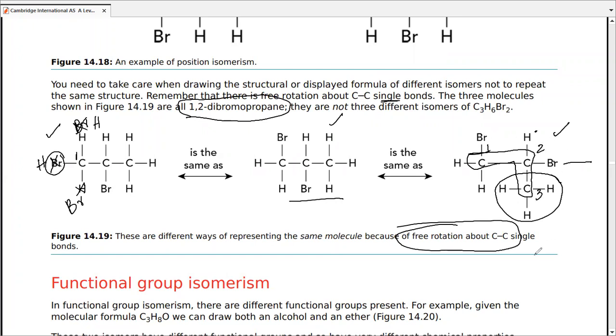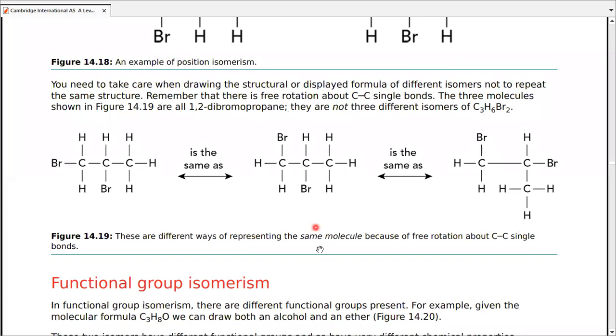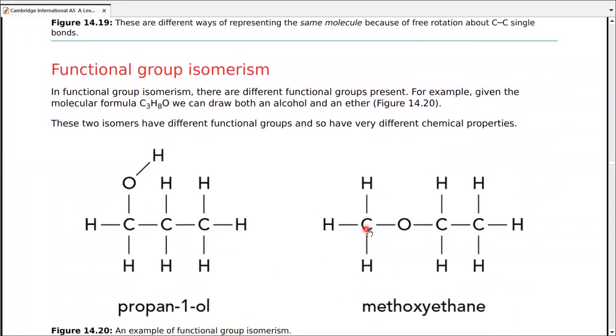Again, 1,2-dibromopropane. So I hope this clarifies it. Moving on, functional group isomerism. Pretty easy. Two different functional groups, same molecular formula, but entirely different structures because of entirely different functional groups. Of course, this means that the naming would be different. The naming would be entirely different in terms of prefixes or suffixes.